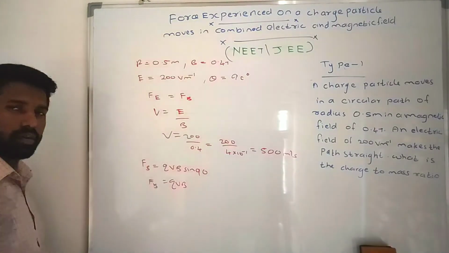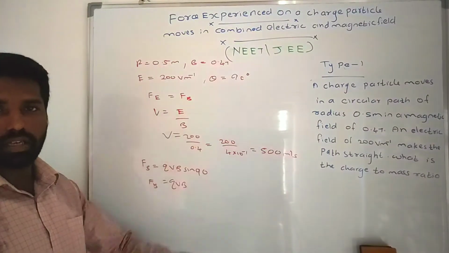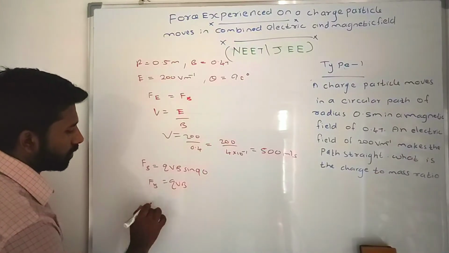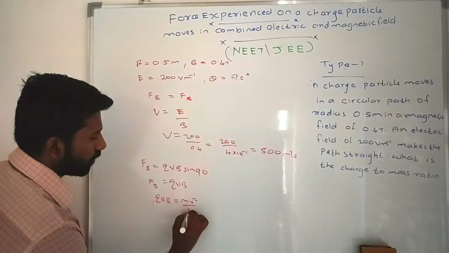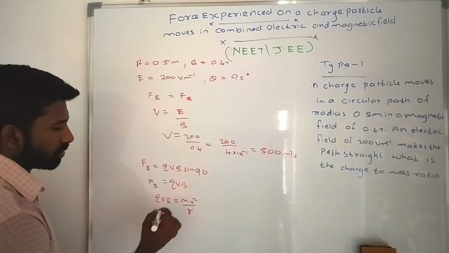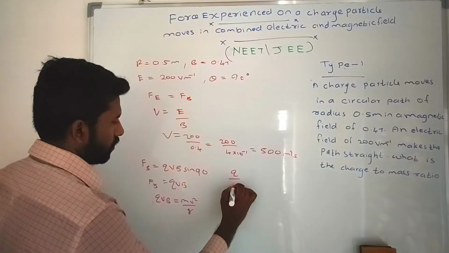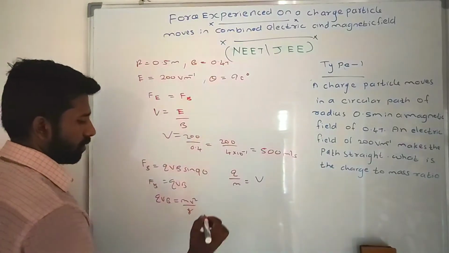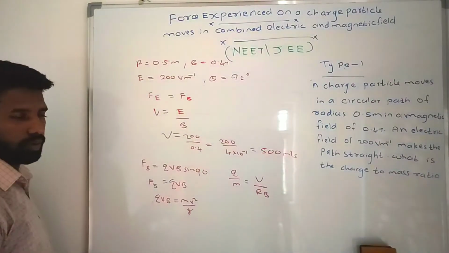If a particle moves in a circular path, it needs a centripetal force. So this force is converted into centripetal force. We can write qvB is equal to mv square divided by r. One v cancels and m comes to this side. So q by m is equal to v divided by rB. This is the q by m ratio.